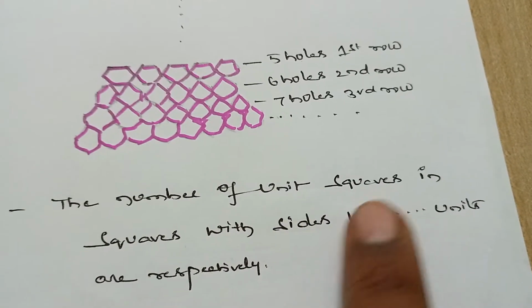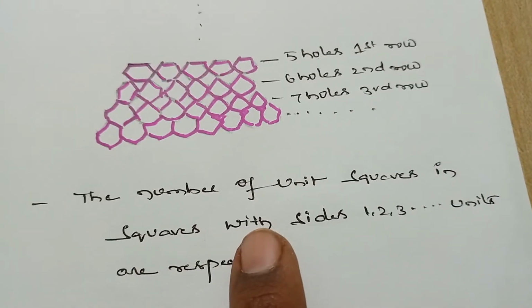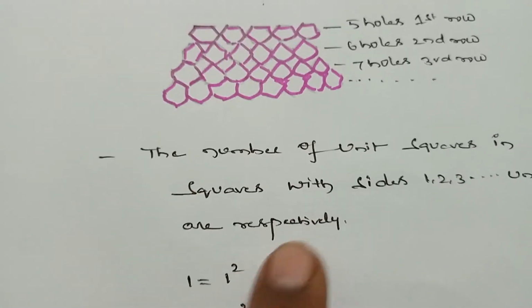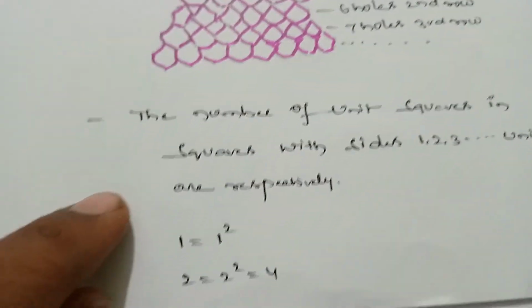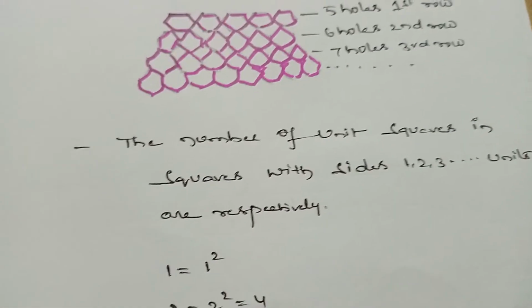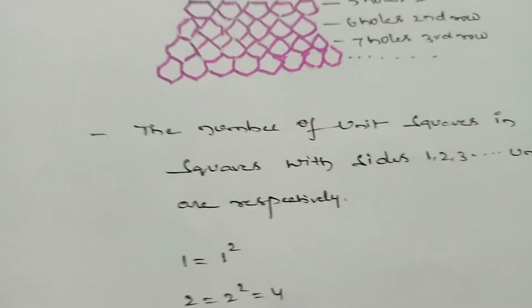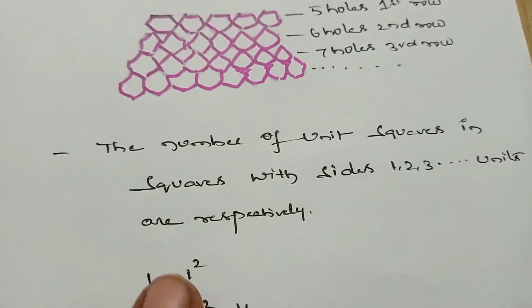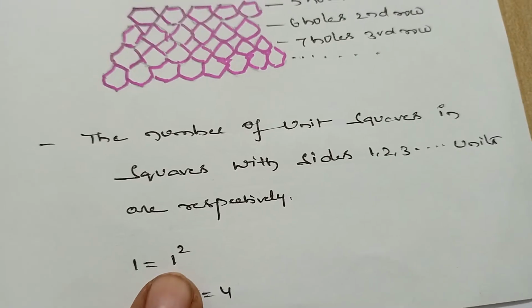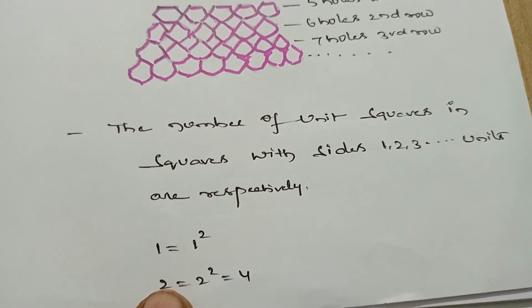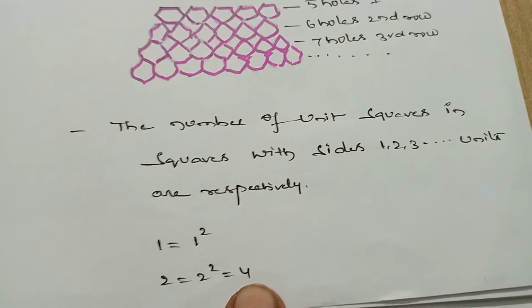The number of unit squares in the squares with sides 1 to 3 units are respectively. So what does this mean? Suppose you are considering a unit square of one side, how many squares may we get? One. If you take two sides, you will get 4 squares.